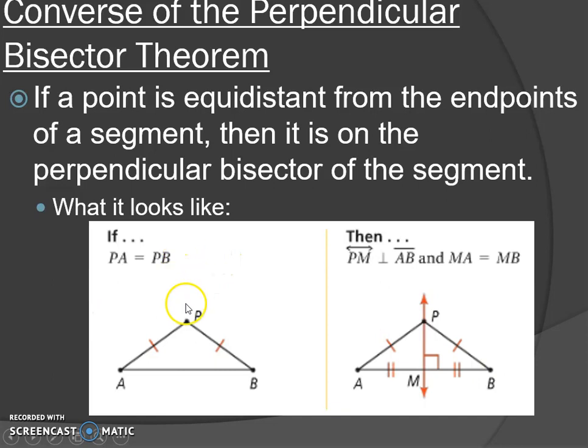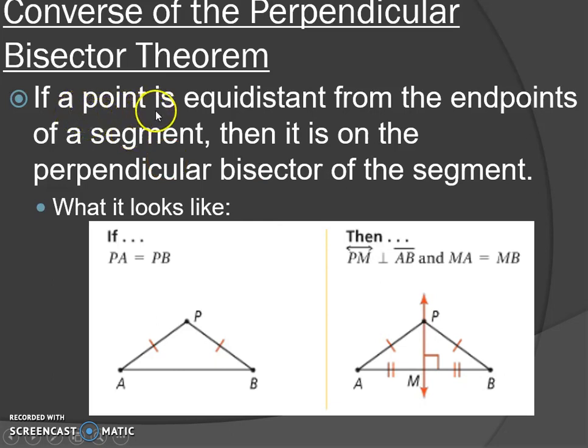So if I draw a line through this point, which is equidistant from A and B, and these are equal to each other, then you get perpendicular lines. So if at any point PA and PB, in an isosceles triangle or equilateral triangle, are congruent, equal, that means if I draw a perpendicular line, it's going to be 90 degrees. And then the sides on the bottom, MA and MB, are also equal.